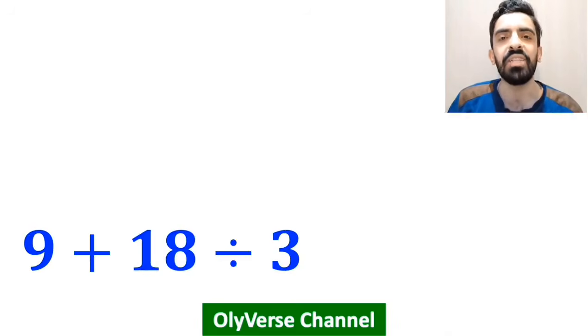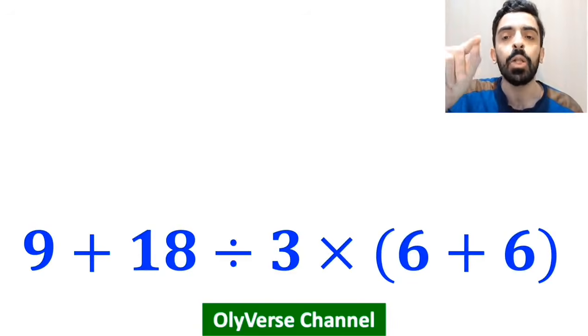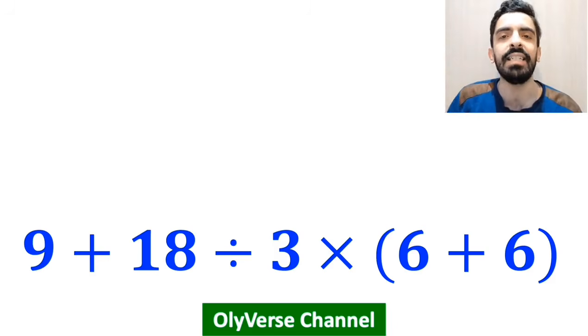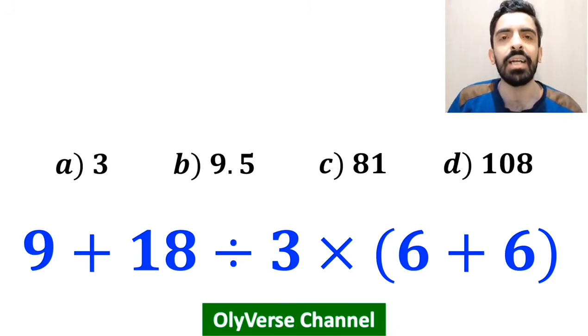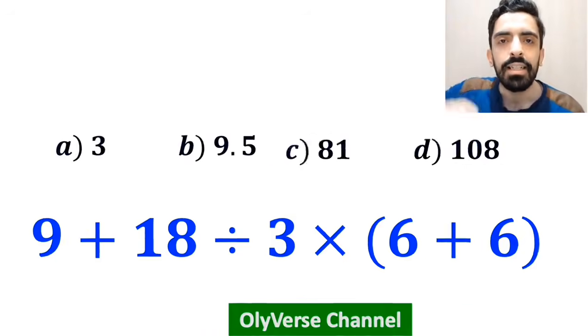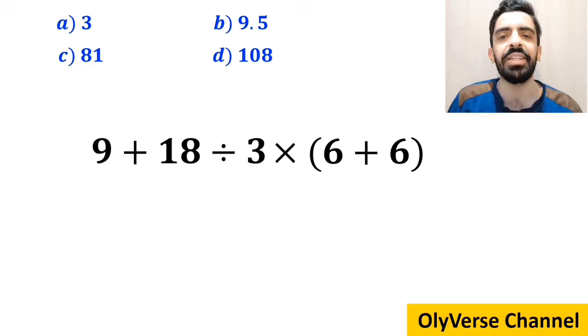What is the value of the expression 9 plus 18 divided by 3 multiplied by open parenthesis 6 plus 6 close parenthesis? Which option do you think is the correct answer to this question? Let's take a closer look and solve it together.